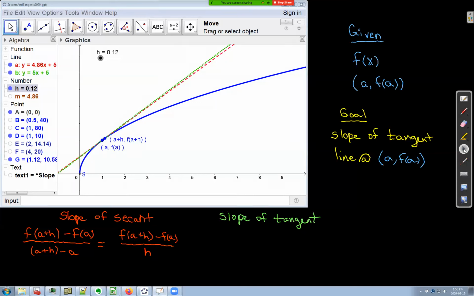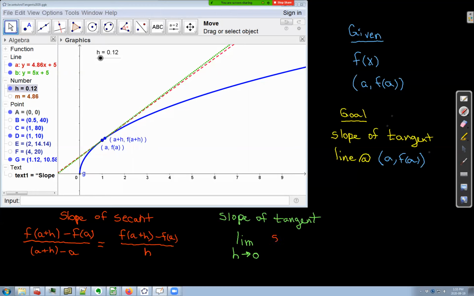And so then we think, well, what tool do we have so we can make h get really close to 0? How can we make h get as close to 0 as we want without ever actually getting there? And the answer is that's what the limit is for. So the slope of the tangent line is going to be the limit as h goes to 0 of the slope of the secant line.